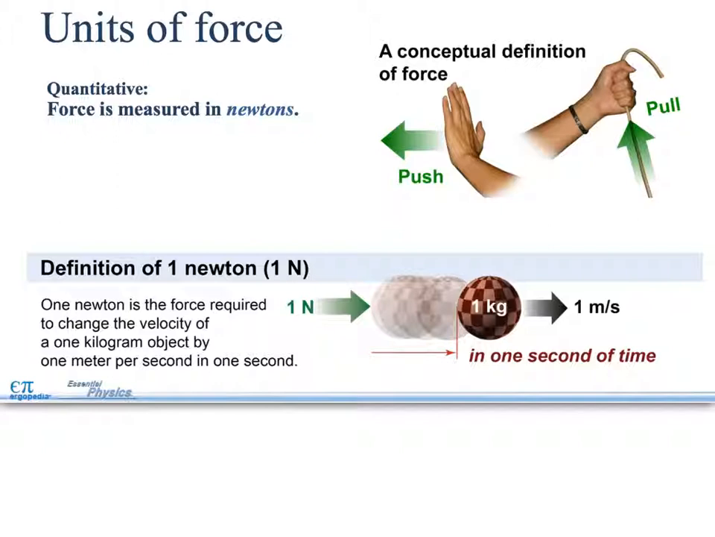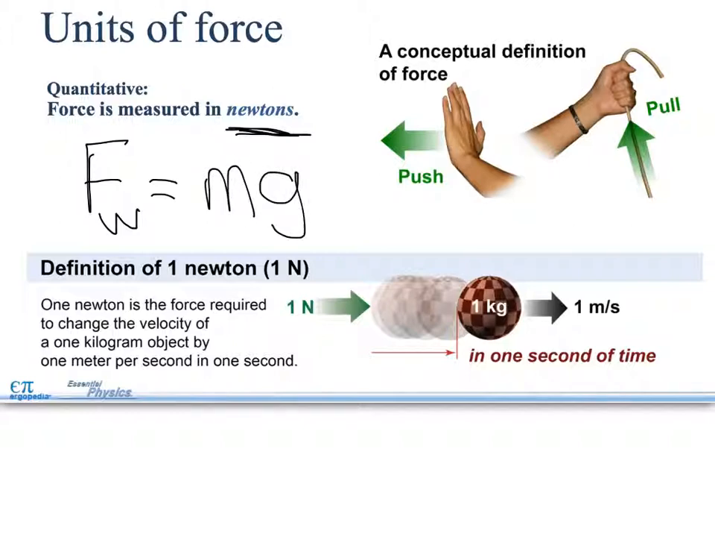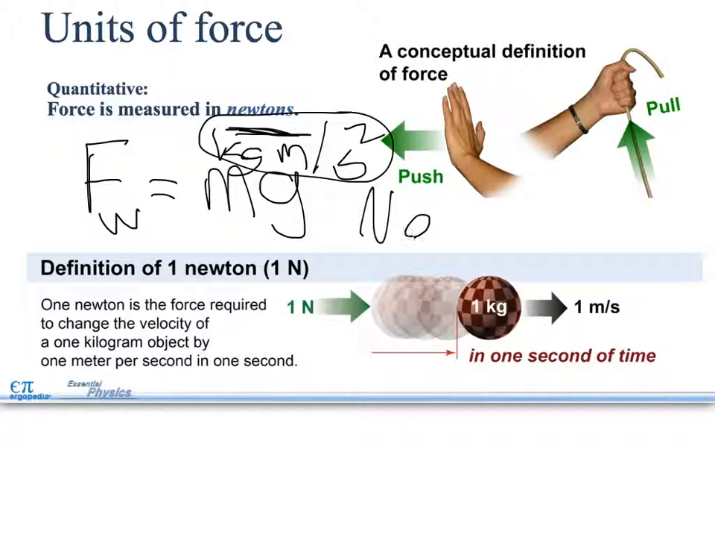Units of force. Force is measured in newtons. So when I'm talking about a force, it's generally accepted to be, like we said, the force of weight. The Fw is mass times gravity. So you have kilograms times meters per second squared. These are the units because we had mass and gravity was meters per second squared. That unit is called a newton. So a newton is equal to a kilogram meter per second squared.